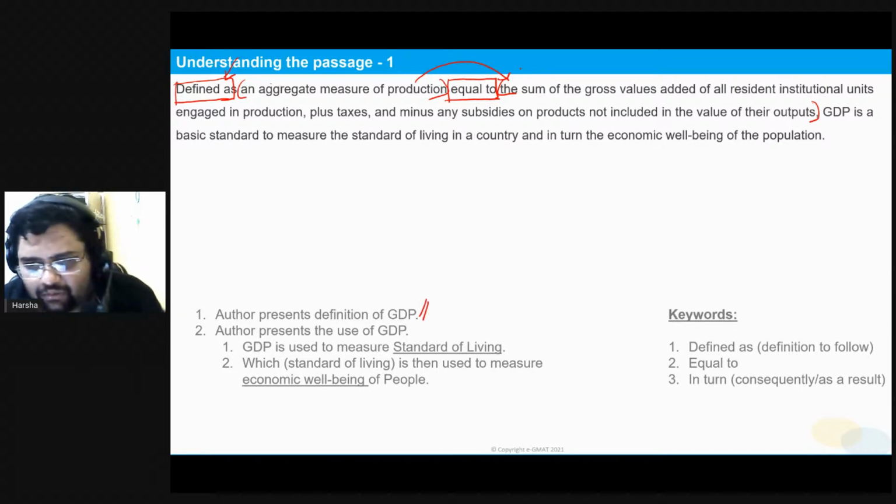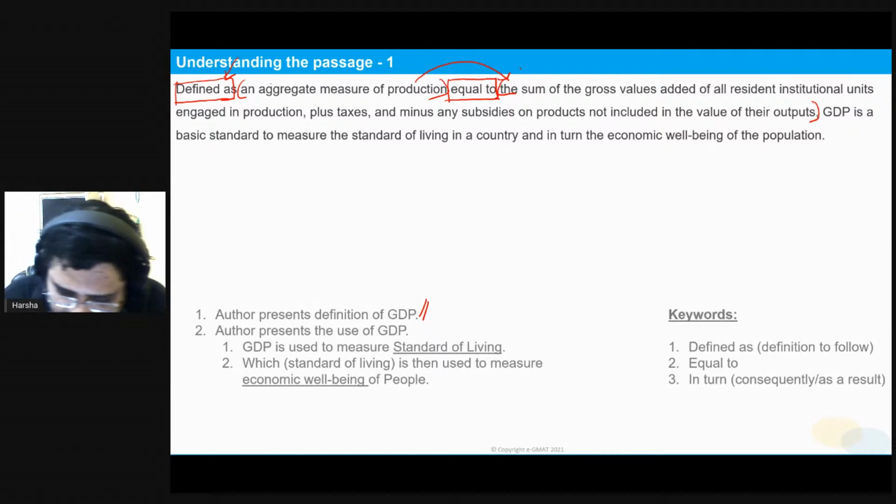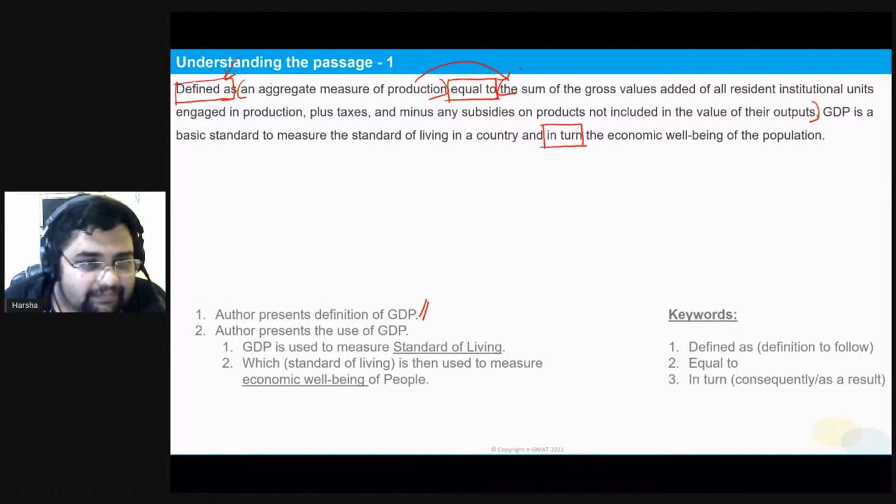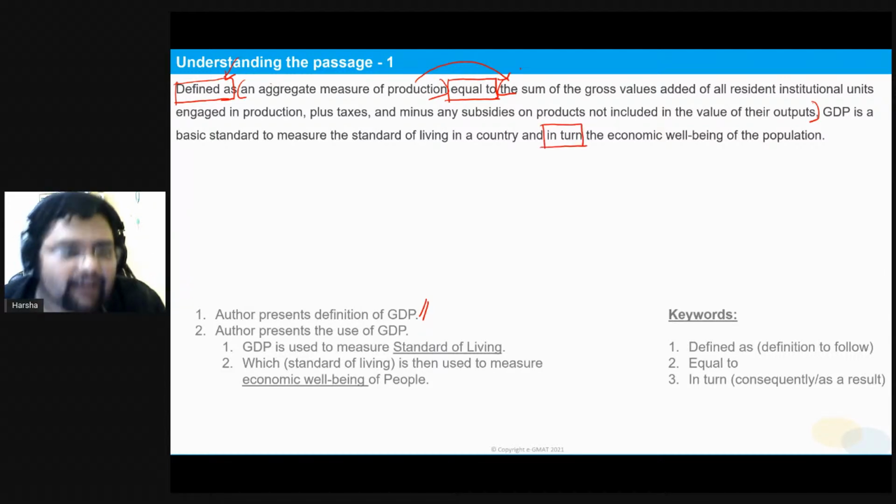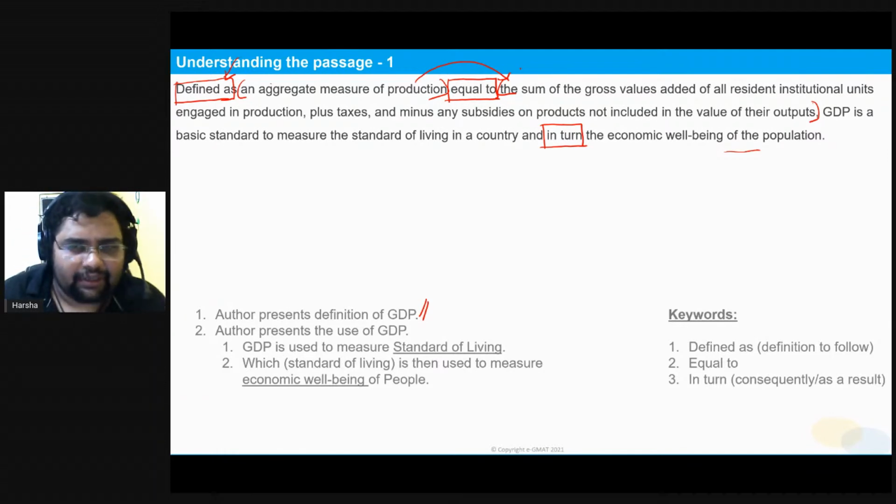All right. So what has happened in this passage so far? The author defined GDP for us. And then the author says GDP is a basic standard to measure the standard of living in a country. And in turn, you guys remember "in turn" from our exercise, it's a consequence indicator, right? This in turn leads to economic well-being of the population. So by being a metric to measure standard of living, in turn you're able to also measure economic well-being.